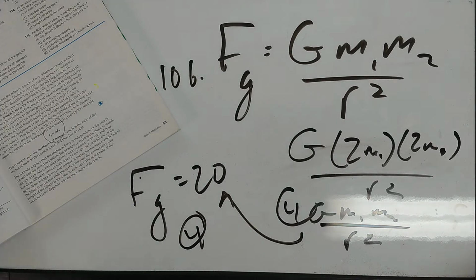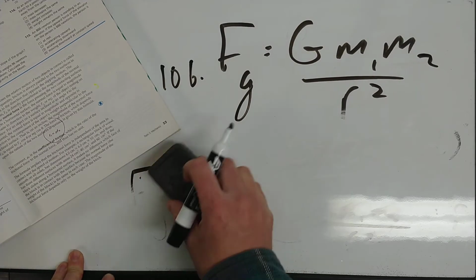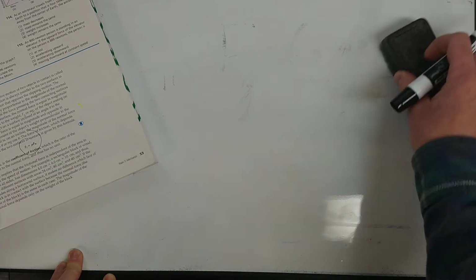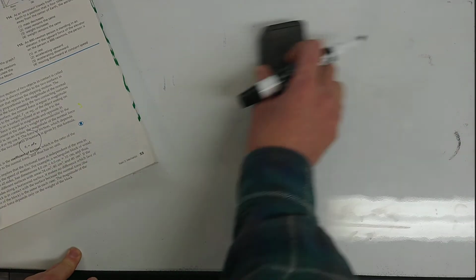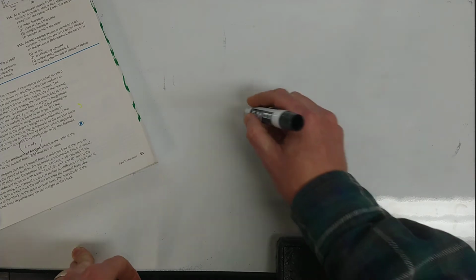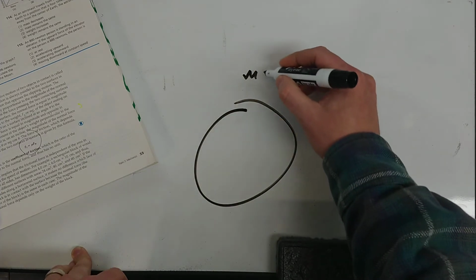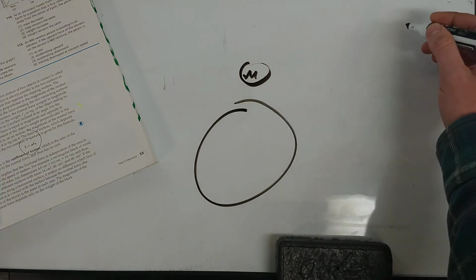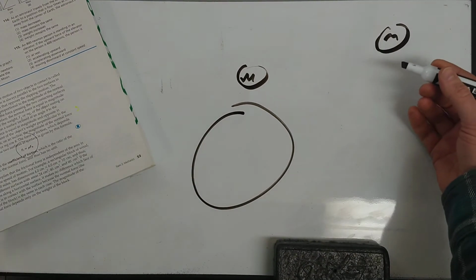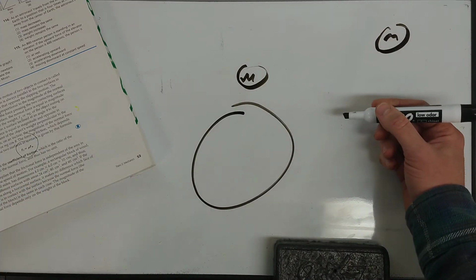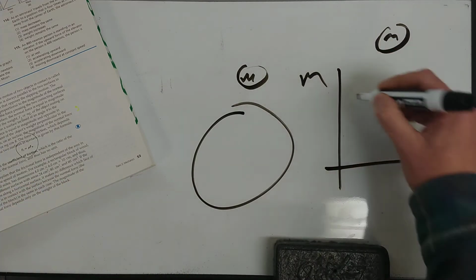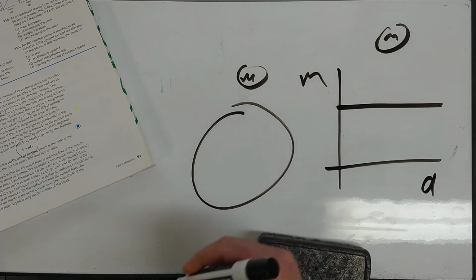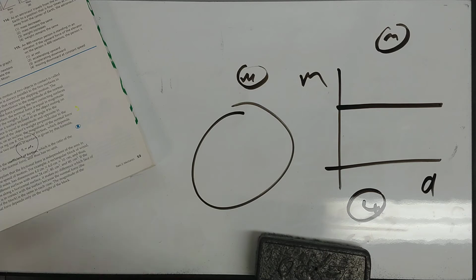Number 110 is a trick. It says, which of the graphs best represents the relationship between the mass of an object and its distance from the center of the Earth? This is like that inertia question. If you have something whose mass is, let's say, 80 grams, and you move it some farther distance from the center of the Earth, its mass doesn't change. The mass stays constant. So the graph that shows a constant mass versus distance is a flat line. So it's 4. That's a bit of a trick question.